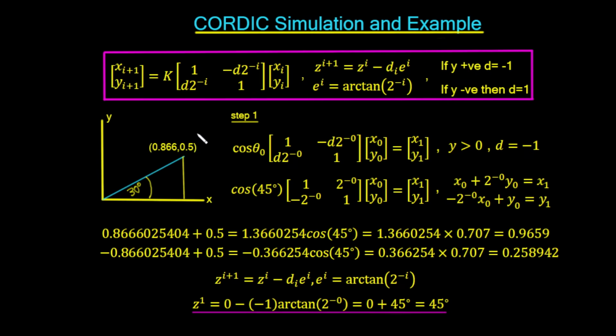In this video we're going to look at an example of using the CORDIC algorithm, and we're also going to look at it in the graphical calculator. Now I've written out the CORDIC algorithm here within the pink box.